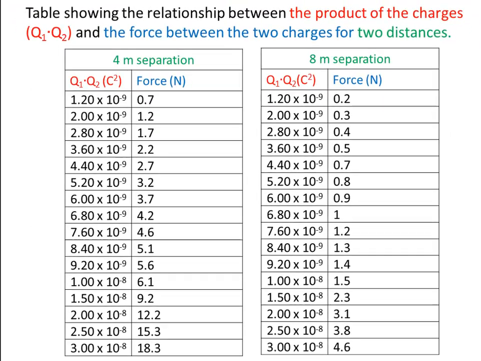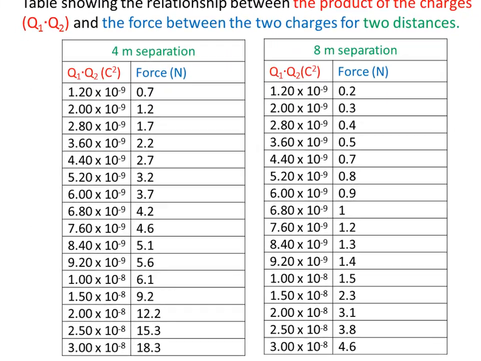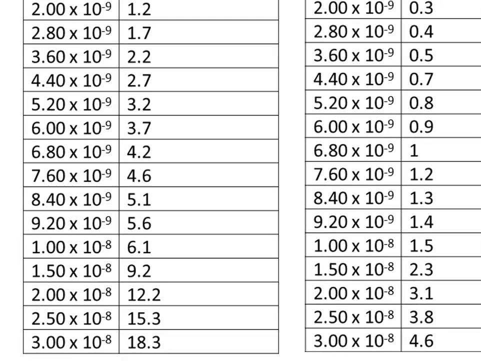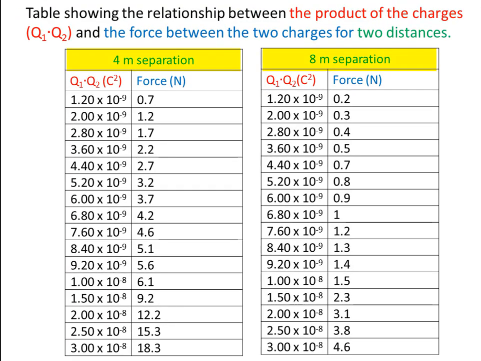And you can see that if you compare any two readings. If we take the last reading, we see that Q1 times Q2 in both cases is 3 times 10 to the power minus 8. But for the 4 meter separation, they exert a force of 18,3 newtons, whereas for the 8 meter separation, only 4,6 newtons. So definitely we can see that the distance between the charges affects how strongly they attract or repel one another.